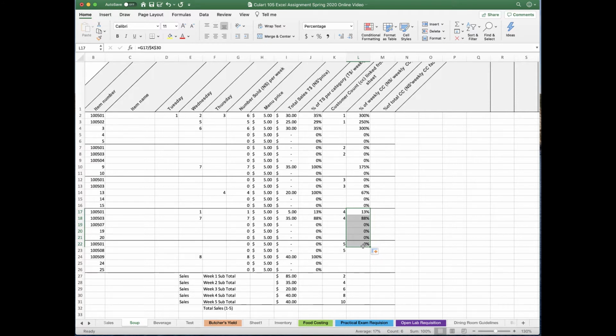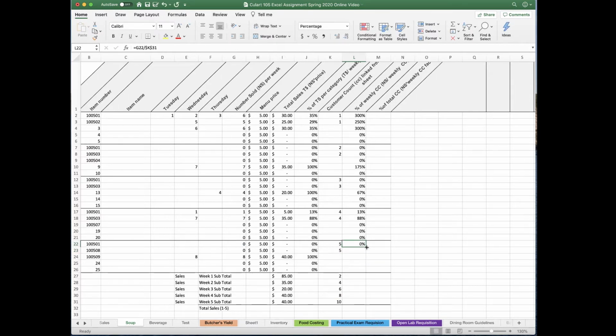And change this to 31. And then remember, once we're done with the sheet, we'll just copy and paste it. So this is the only time you'll have to do all this. So you can just reuse all the same work. So that looks pretty good.